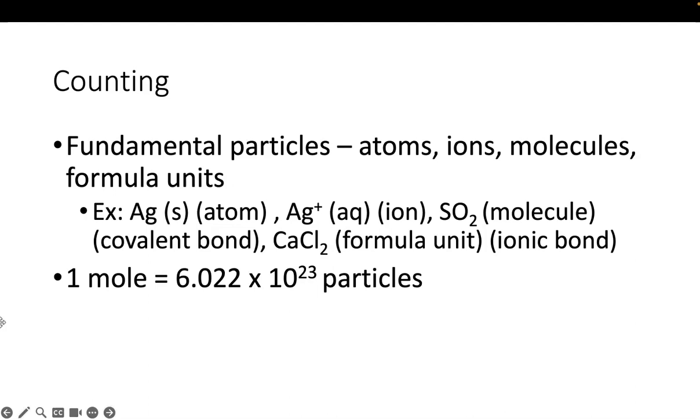So if we're trying to quantify something really, really small like atoms, 1 mole helps us figure that out, because a mole is a measurable amount of atoms or ions or molecules or formula units, and it's 6.022 times 10 to the 23rd particles. That's how many I need of something before I can get something close to a measurable amount of stuff. It's a humongous number.